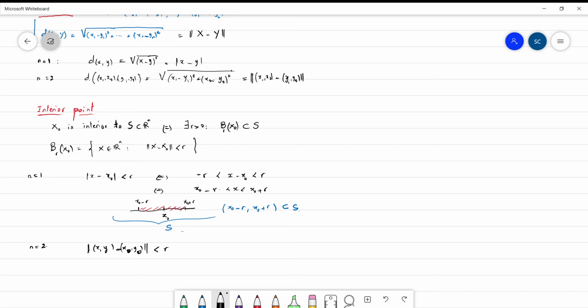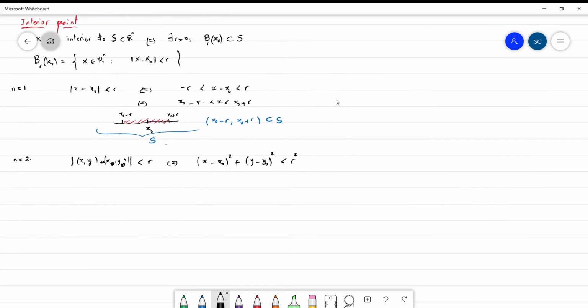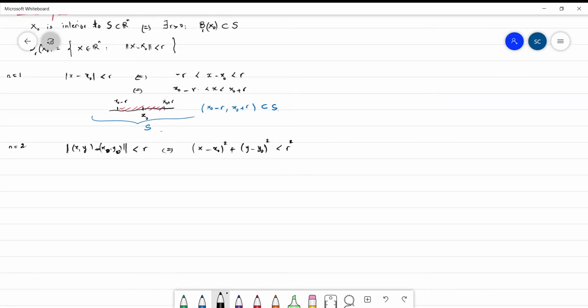So this is equivalent to, if you remove the square root, (x - x0)^2 + (y - y0)^2 less than r^2. But then this is the set of points described here. With the equality, equal to r^2, we have a circle.